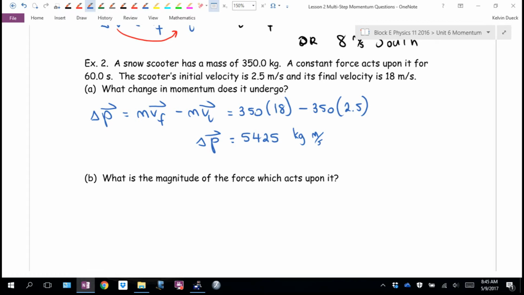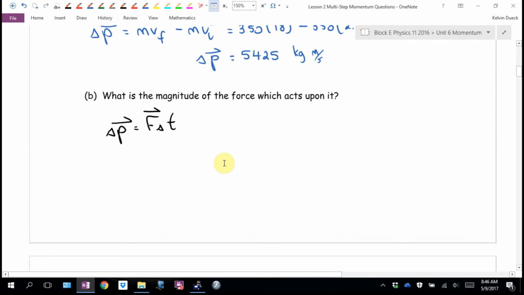Connor, what does B want me to find? Force, you say. What did we find in part A? Is there an equation that has impulse and force? Is there a way to write impulse and force? Oh, now I think I'm going to go to this version of impulse from my green sheet. Force delta T. Connor, how would I get the F by itself? How do I move the delta T over?